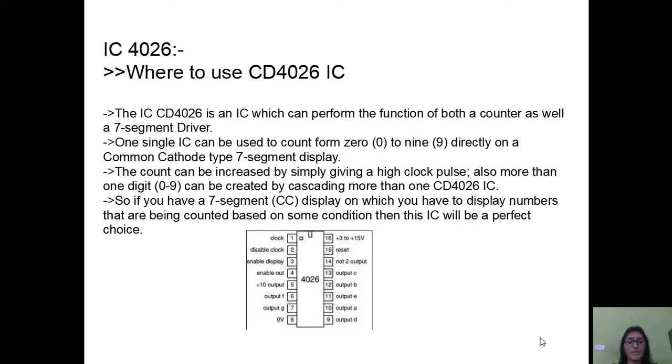You can see the image of the IC 4026. The first pin is clock, the second is clock inhibit, the third is display enable, the fourth pin is enable out, the fifth pin is carry out, and pins 6 and 7 are F and G. The eighth is 0 volt, the ninth is D, the tenth is A, then E, B, C up to 13. Pin 14 is the carry output, pin 15 is the reset pin, and pin 16 is the VCC pin. We can apply a voltage from plus 3 to 15 volt. Pins 6, 7, 10, 11, 12 and 13 we can join with the 7 segment display segments A, B, C, D, E, F, G.